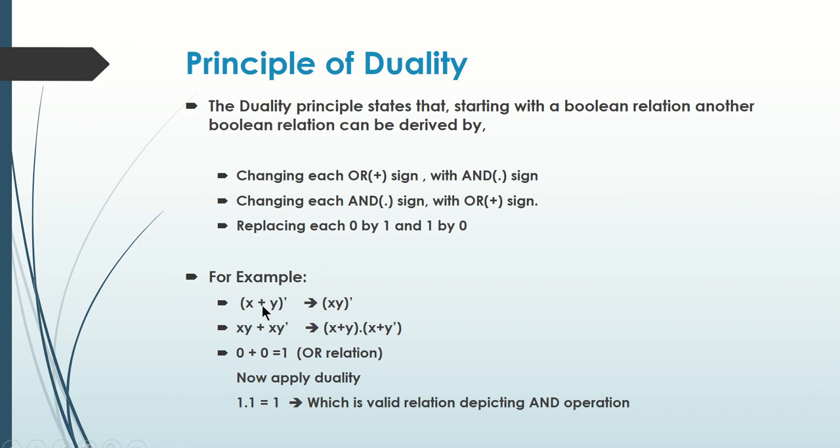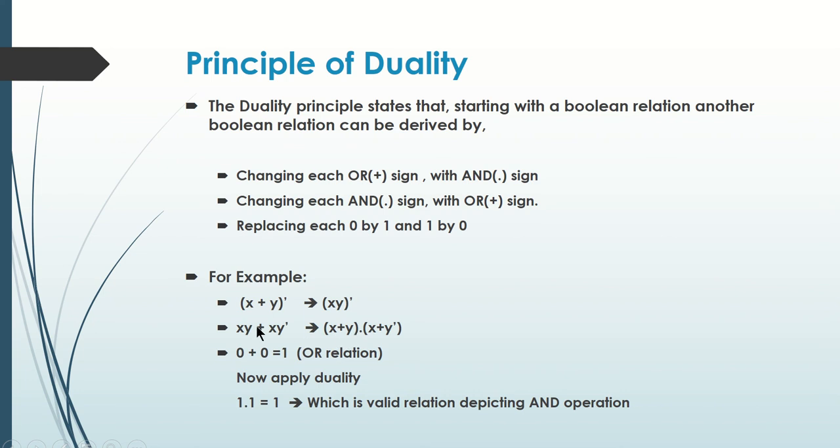For example, x plus y complement. Here I have plus as an operator. So according to the principle of duality, you have to replace OR with AND. So from x plus y complement, I can derive another expression, xy, the whole complement. There is no change in the complement here. And then xy plus xy complement, some other expression. Here x and y have an AND operation, between which you have to apply the OR operation.